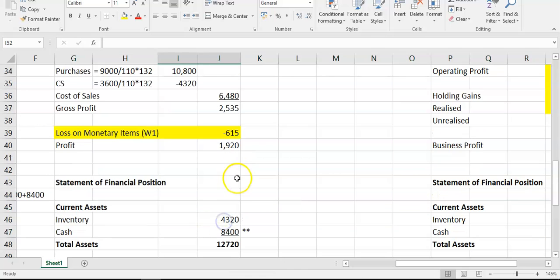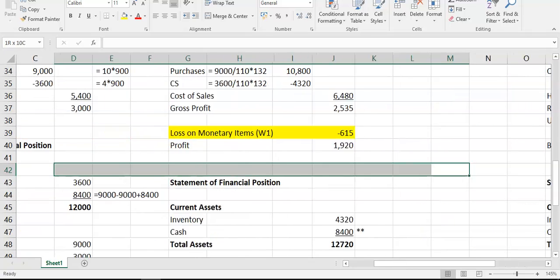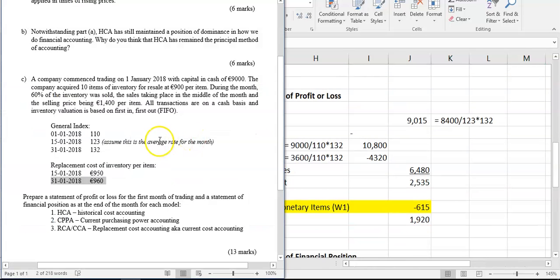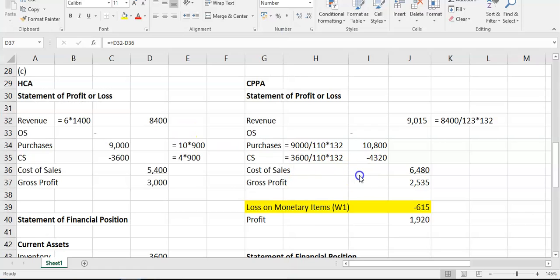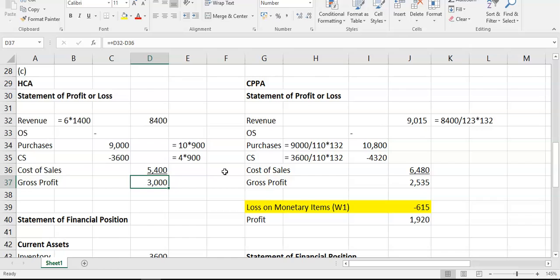So what we wanted to focus on is the difference then. How these statements will look: the profit, 1,932 or 2.7, and then 3,000 for historical cost accounting. Even though it's the same business, the same transactions, for the same month, you can have 3 fundamentally different P&Ls and 3 fundamentally different balance sheets. And that's the whole idea of what we call normative theories of accounting. They're telling you this is how it should be done.